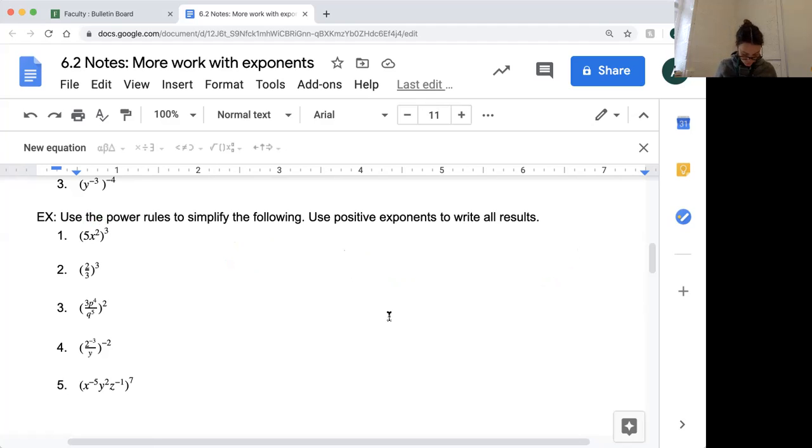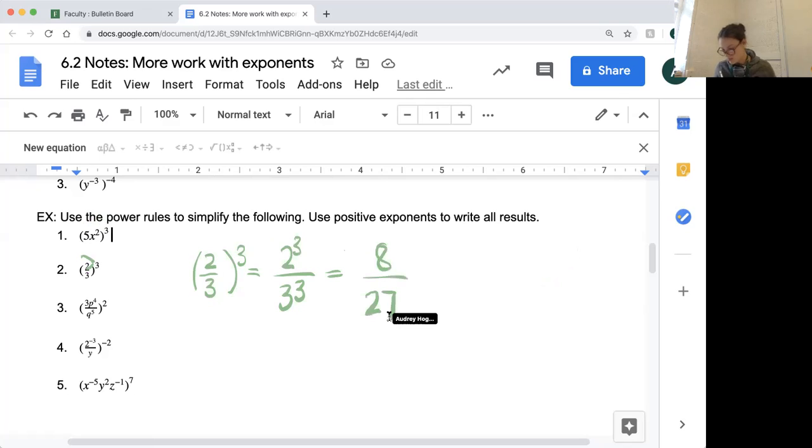Next up, we have (2/3) cubed. Again, we know we're going to have to distribute our power. So (2/3) cubed is going to equal 2 cubed over 3 cubed. We know that 2 cubed is 8 and 3 cubed is 27. So our final answer, 8/27.